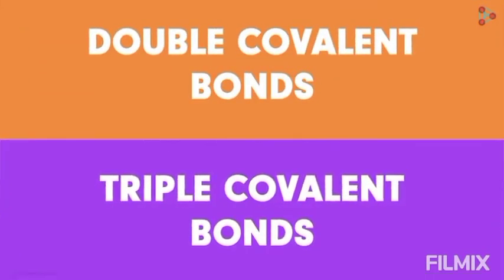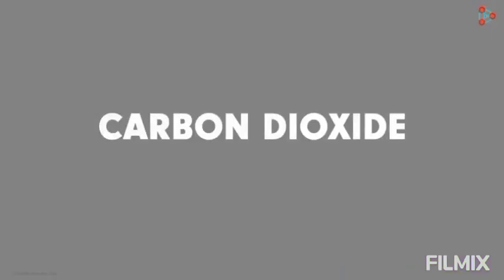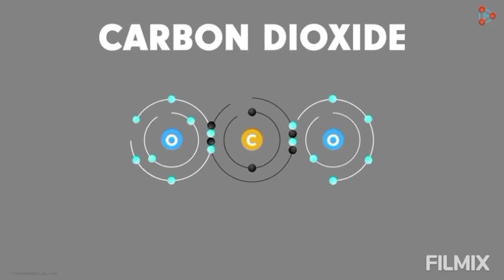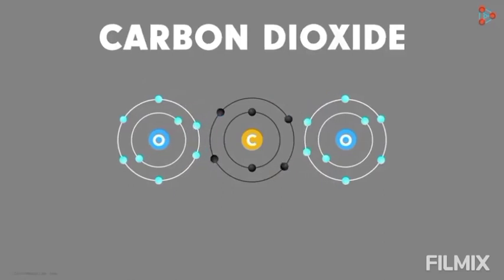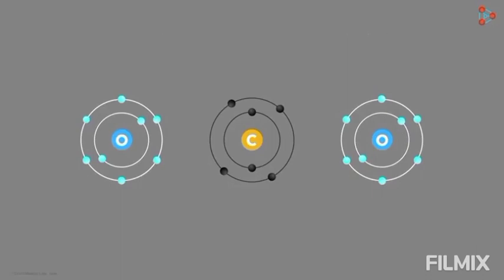Now we can move to the double covalent bond and triple covalent bond. We can look at examples to study how double and triple covalent bonds are formed. For double covalent bond, we can take the example of carbon dioxide. What is the formula of carbon dioxide? CO2. And how is the pairing taking place? See here, this carbon is paired with two oxygen atoms. Each oxygen shares two electrons.